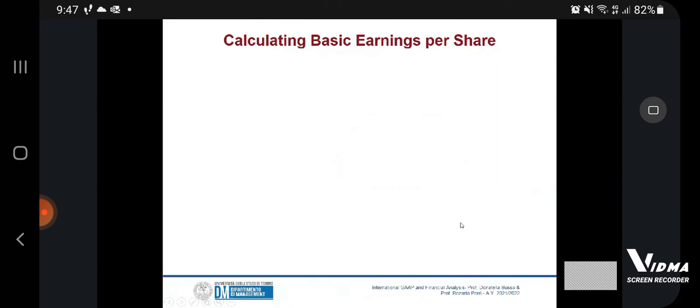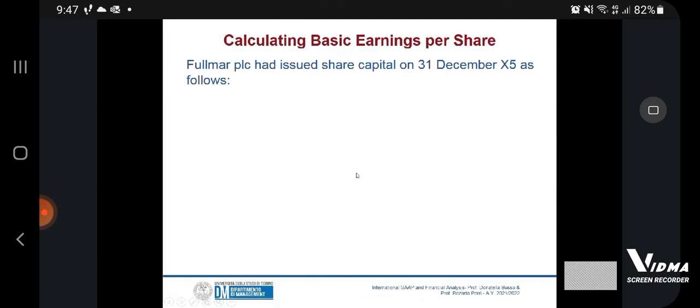Okay, so let's have another example of how to calculate the earnings per share taking into account the change in the number of shares outstanding during the year. In this example, we will assume that the problem is not related to the earnings figure, but the biggest problem during the calculation would be the correct calculation of the weighted average outstanding number of shares. This company, Fulmer Public Limited Company, had issued share capital on 31st of December as follows.